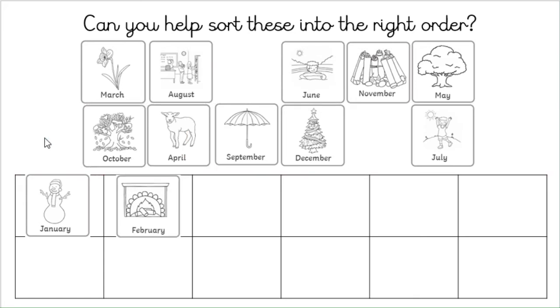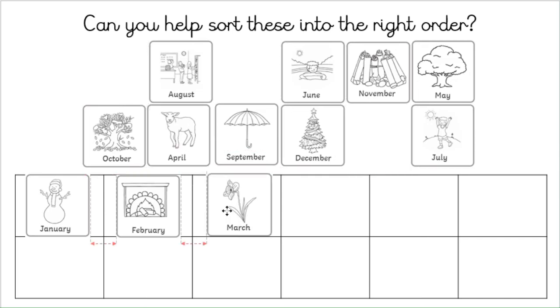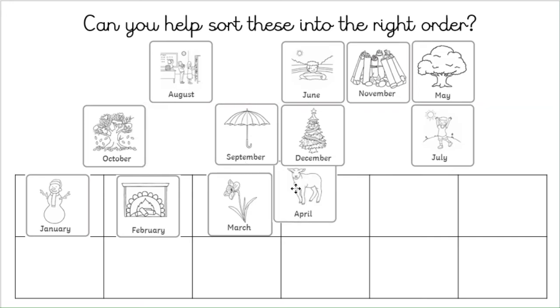Now the next month is when spring starts, and in spring you get a lot of new lovely flowers. Can you spot which month it is? It's March. So it goes January, February, March. Now the next month is the month we're in now. And the month we're in now is spring, and you get lots of baby animals. Can you spot which month it is? It's April. So let's move that one.